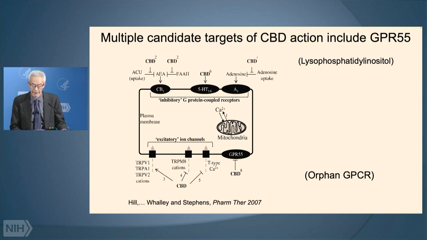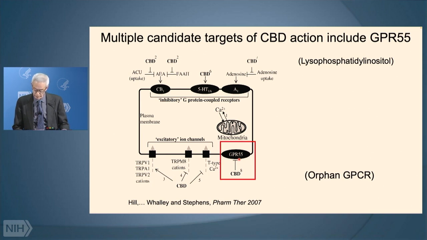Now, there are multiple candidates for CBD action, including the CB1 receptor or enzymes that are involved in affecting the production of AEA. It also can have actions on other ligand-gated channels, TRP channels, T-type calcium channels, but for today we'll focus on its action on one particular target, an orphan G protein coupled receptor called GPR55.